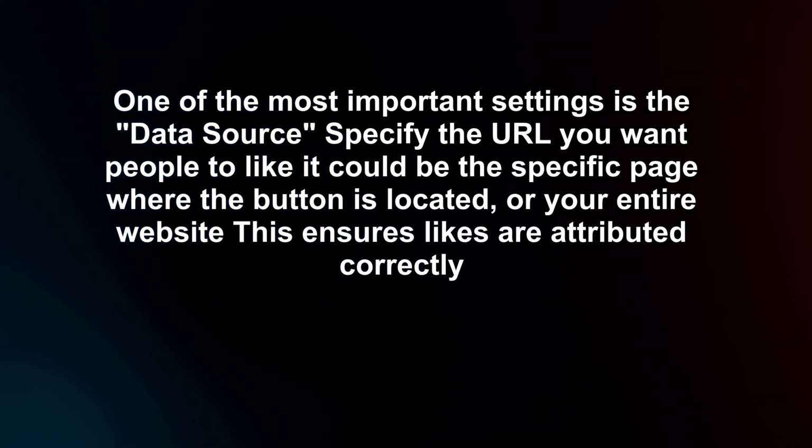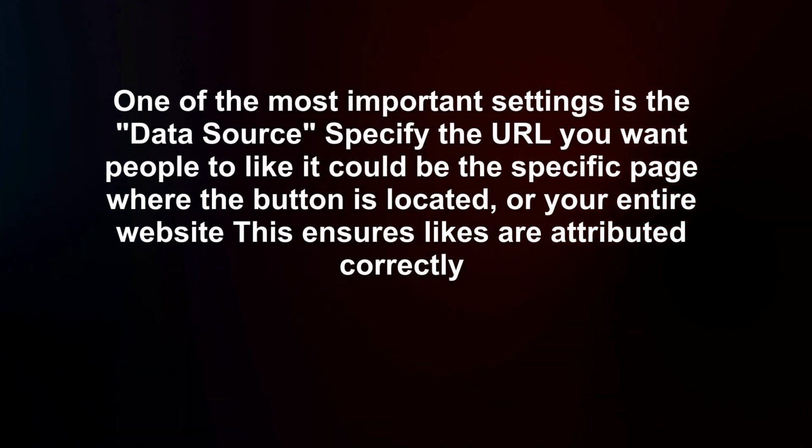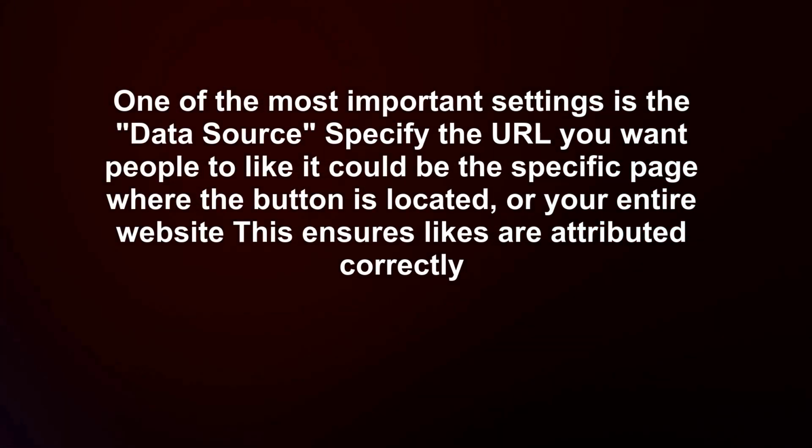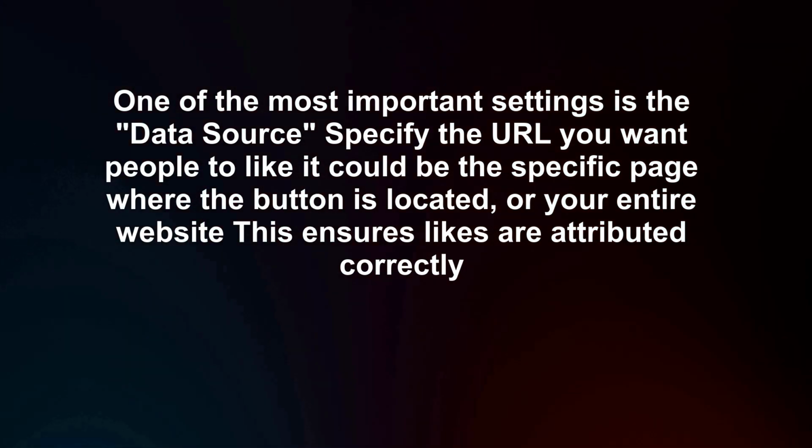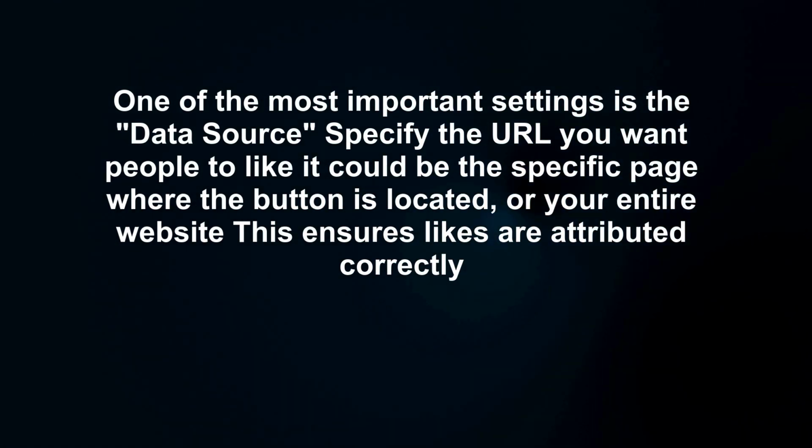One of the most important settings is the data source. Specify the URL you want people to like. It could be the specific page where the button is located, or your entire website. This ensures likes are attributed correctly.